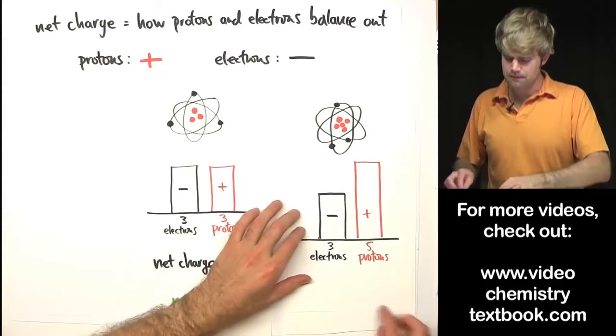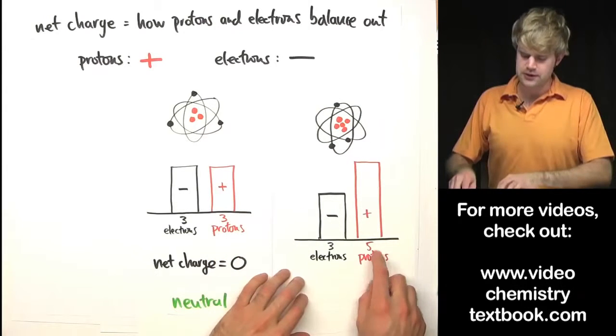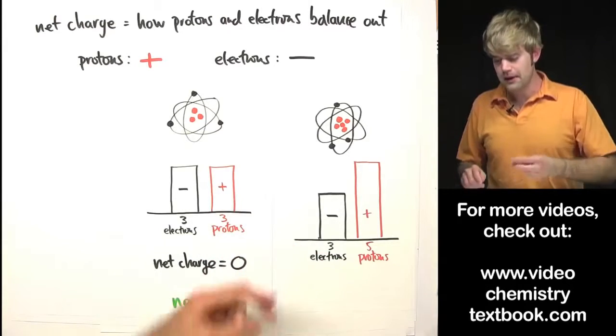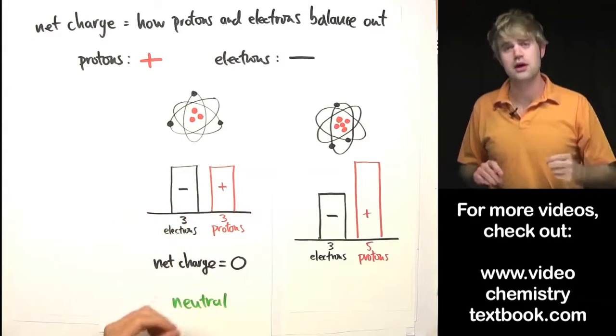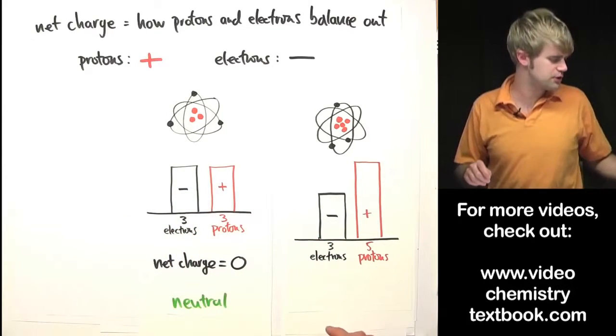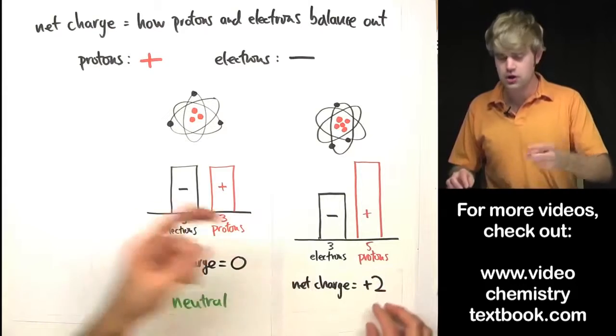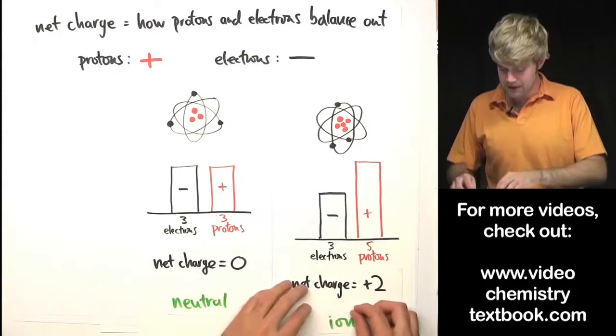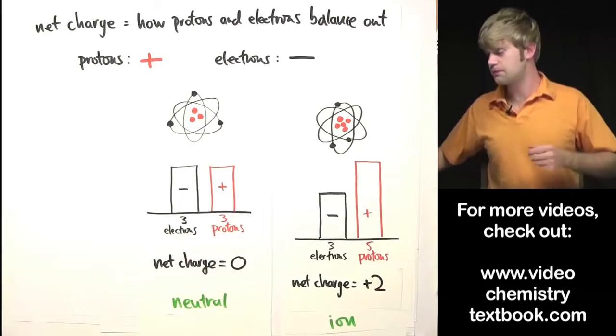What about this case here? What if we had 5 protons and 3 electrons? In this case, the charges don't balance out either, but now I have 2 more protons than electrons. I've got 2 more protons that aren't getting balanced out by these electrons. So that means that I'm going to have a net charge of 2+ for these 2 protons. And again, this is going to be an ion because it's got a charge.